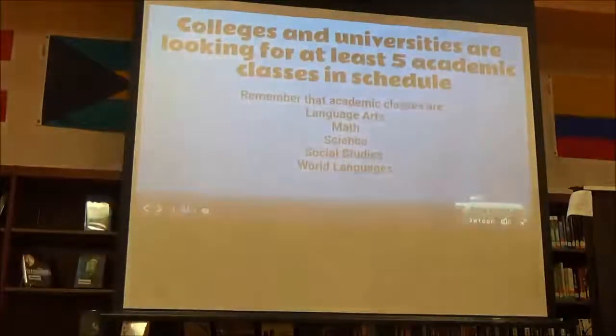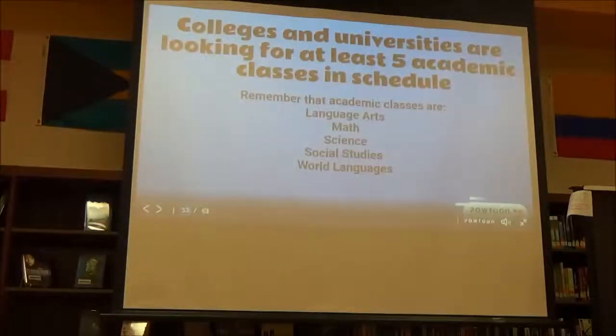So one of the things that they're definitely going to look at is that you're taking academic units, a minimum of 5 a year. This is especially important for seniors. So seniors feel like, I've done my work and now senioritis, I don't need all 5 credits on my schedule. But the colleges are going to be looking for a minimum of 5 as they're reviewing your senior schedule.